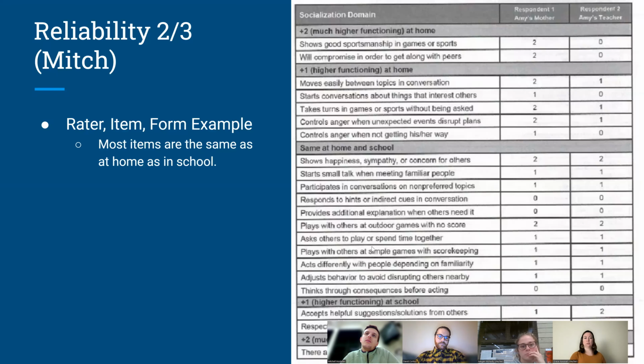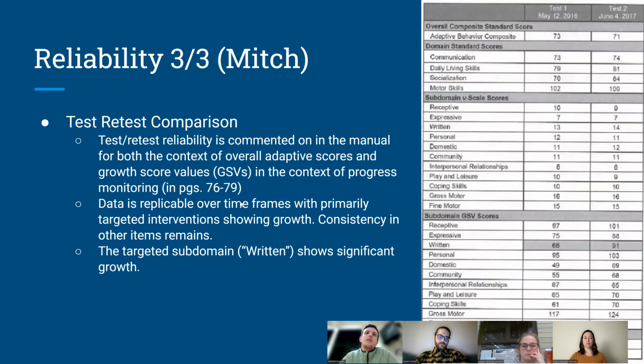This is an example of how the test uses those two forms. So you see the two respondents, a student's mother and a student's teacher. Not only does this help you identify where their strengths are, but you can see that most items are the same at school and at home, which lends it some sense of inter-rater reliability.